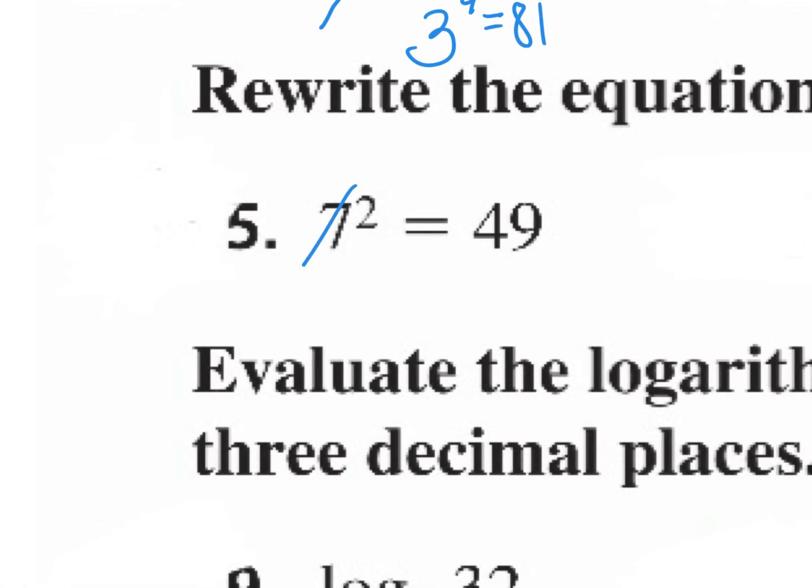And then log, big 7 becomes little. And 49 and 2. And try to do 2 things at one time. 49 equals 2.